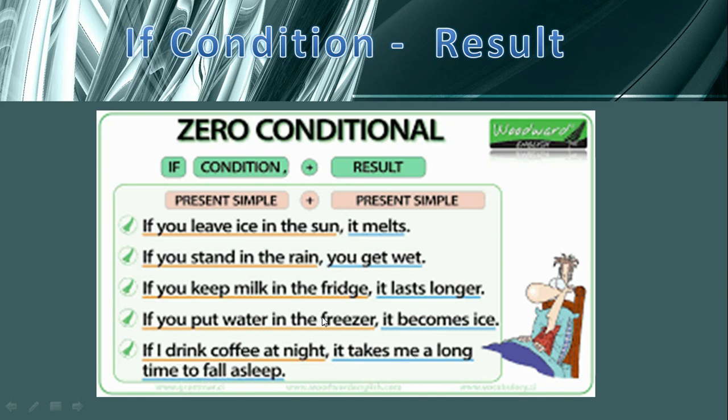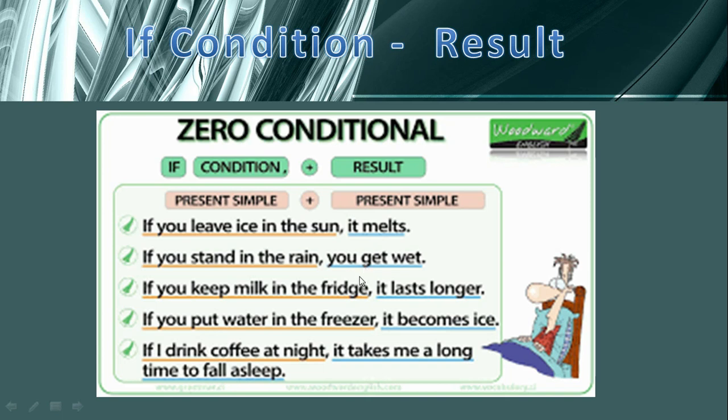Now, in all the sentences, we have used simple present tense. In simple present tense, you have to keep one thing in mind: when your subject is singular, like he, she, it, then you use s with the verb. Like it melts, it lasts, it becomes, it takes. But when you have a plural subject, or they, we, you, I, then you do not use s with the verb. Like here you have used you get. You cannot say you gets wet, it will be wrong. She gets wet or you get wet.